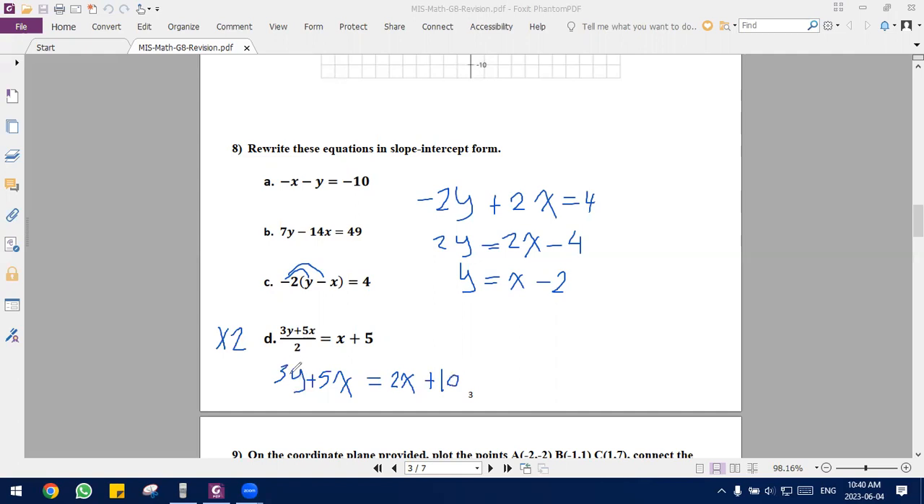Now leave this 3y here alone. Take 5x to the other side. It will be 3y equals minus 5x plus 2x plus 10. Now let's simplify it. Minus 5x plus 2x will give me minus 3x.